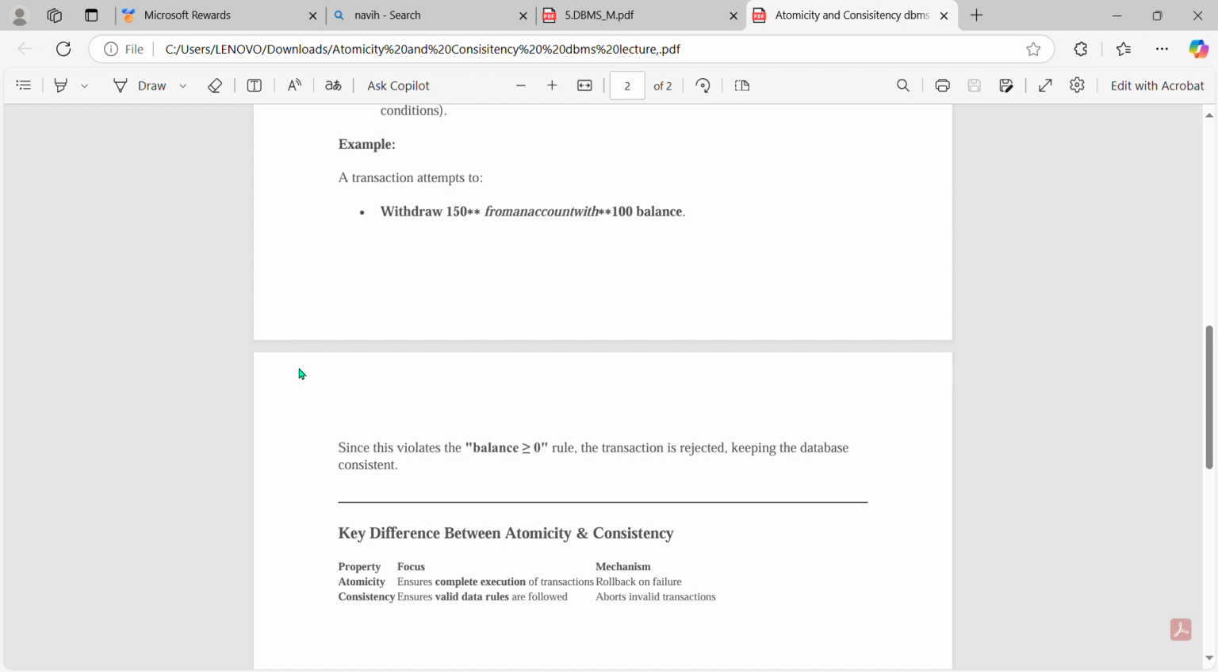Now here we will talk about the difference between atomicity and consistency. First, atomicity ensures complete execution of a transaction and its mechanism is rollback on failures. If the transaction fails, then it can roll back. Second, consistency ensures valid data rules are followed.